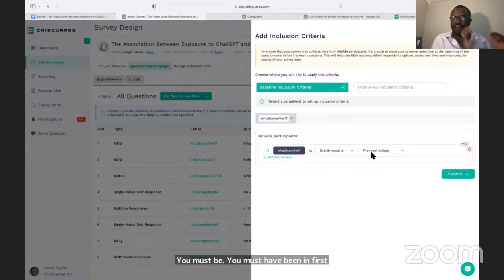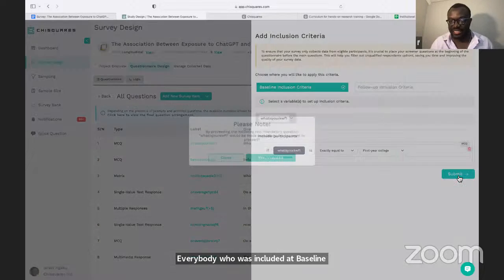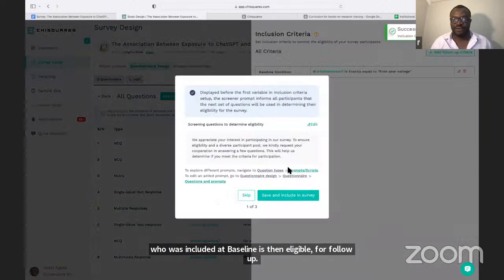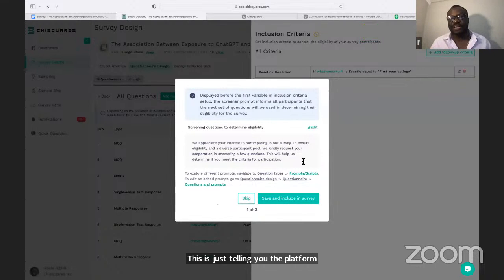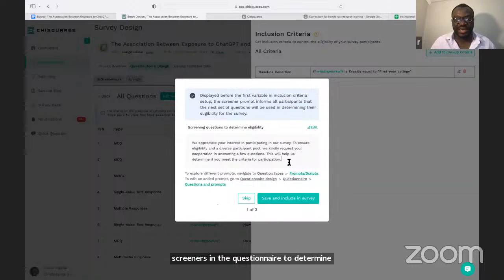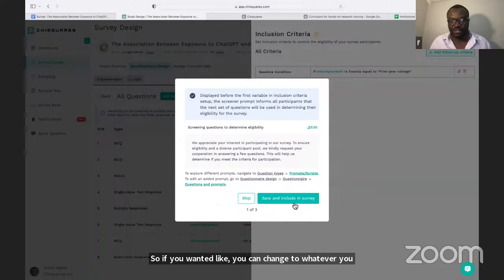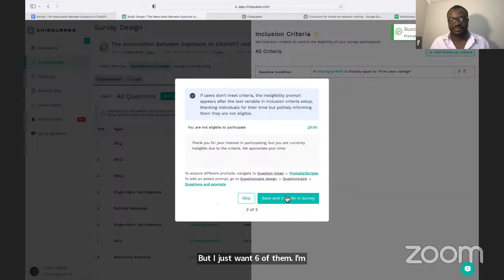And then everybody who was included at baseline is then eligible for follow-up. So we're going to just set this as our inclusion criteria for the study. This is just the platform telling you that at the beginning, it's going to tell people that there are screeners in the questionnaire to determine eligibility. So if you want, you can change this language to whatever you want. You can type something else. But for the sake of this demo, I'm just going to accept that as it is.